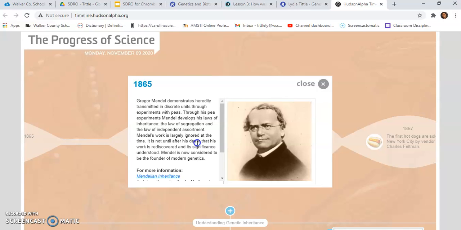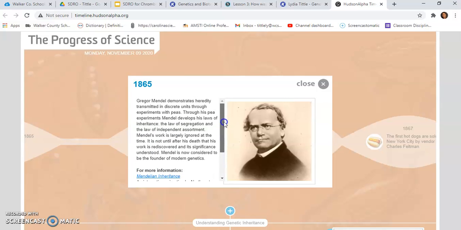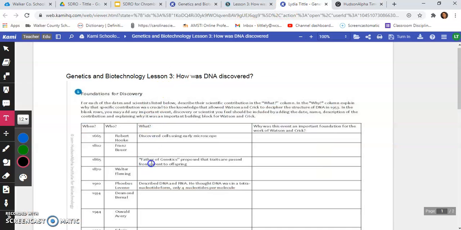Gregor Mendel, we know from our earlier studies of him a few weeks ago that he is actually known as the father of genetics. And so here's who I'm looking for. Mendel's laws of genetics. He's now considered to be the founder of modern genetics. Through his experiments, he came up with his law of segregation, law of independent assortment, law of dominance. And so we can tell who he was, what he did, and why this was important.